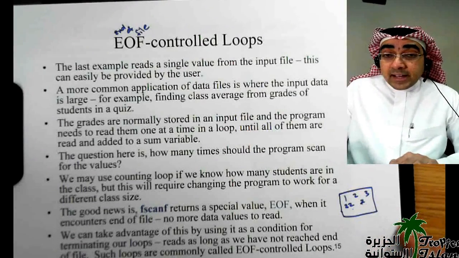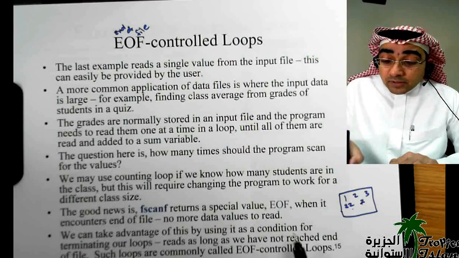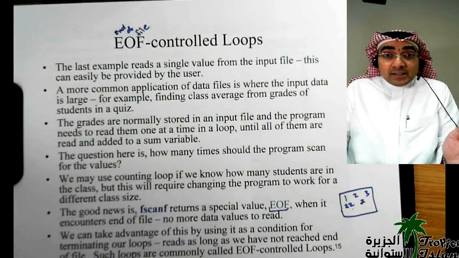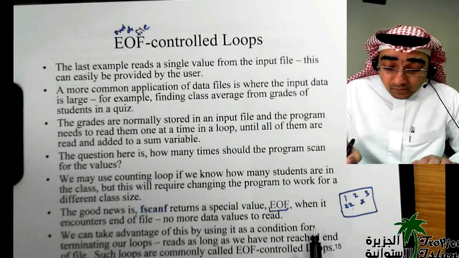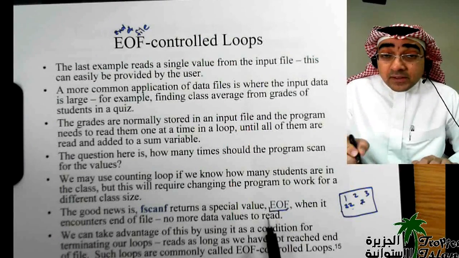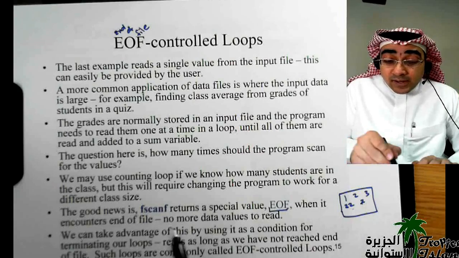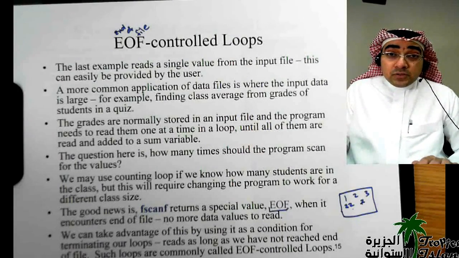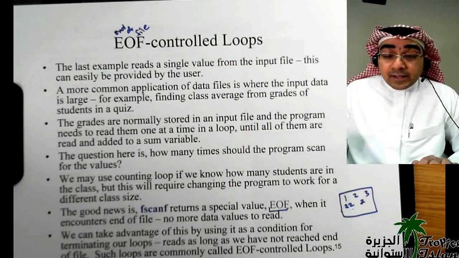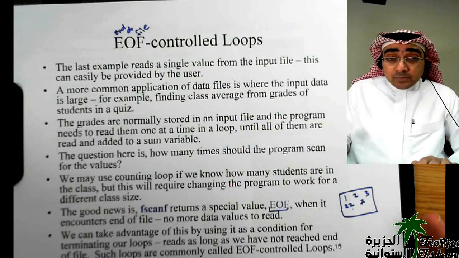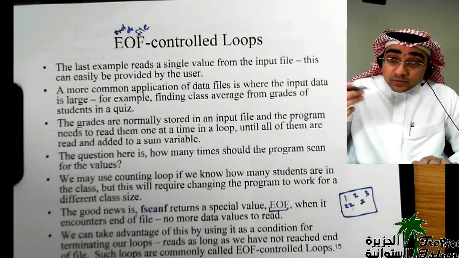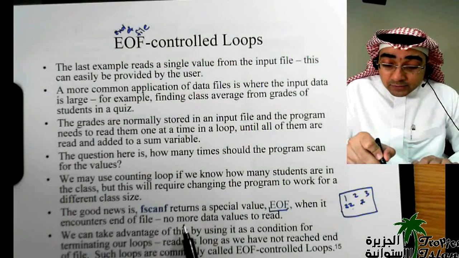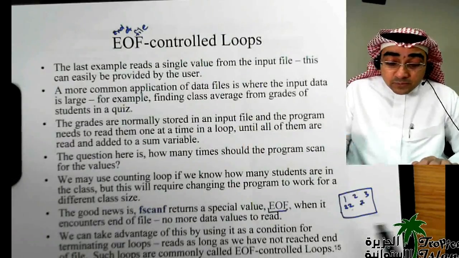When there are no more numbers left and you do an fscanf, it's going to return an end of file, EOF. That means the file ended, I don't have any more numbers. So when fscanf returns this, it's a good way of checking. You can check if fscanf returned an end of file. That means you finished the file, all the values in the file have been processed, and your program should stop and get out of the loop. So this is good: when it encounters end of file, there are no more data values to be read.